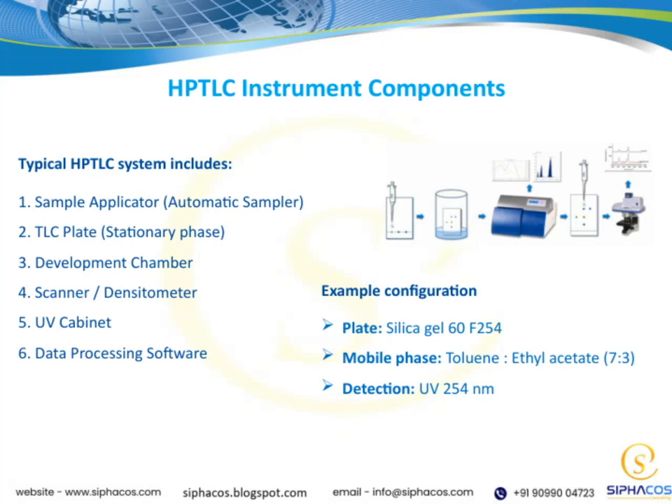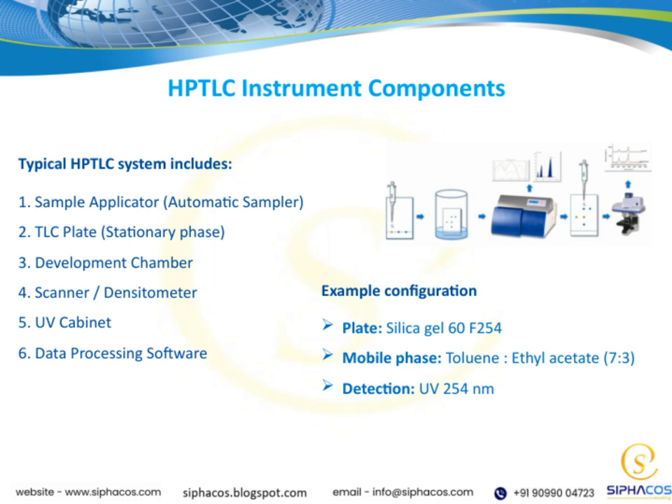Let's take a closer look at an example configuration to understand how the components work together. The plate used here is silica gel 60F254, which is a common stationary phase in HPTLC. For the mobile phase, we're using a mixture of toluene and ethyl acetate in a 7:3 ratio, which helps in achieving proper separation of the analytes. Detection is carried out at UV 254 nanometers, allowing us to visualize compounds that absorb UV light.